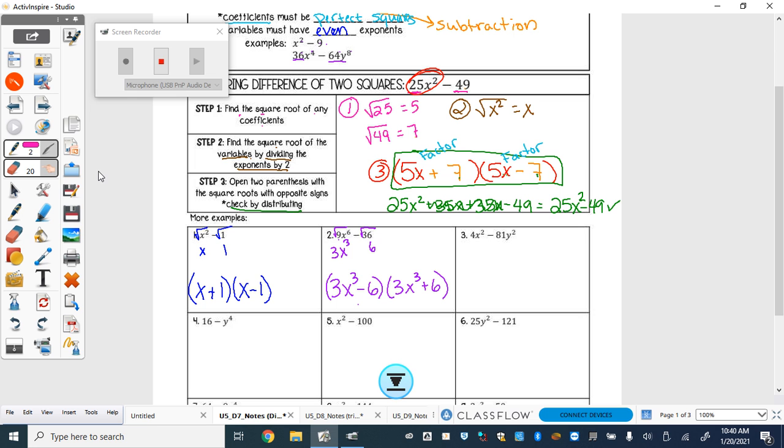When you've got two perfect squares, square root both terms. So square root of 4 is 2. Divide the 2 by 2, so I get x to the first. Square root of 81 is 9. Divide that 2, so I get y to the first. So 2x minus 9y and 2x plus 9y.